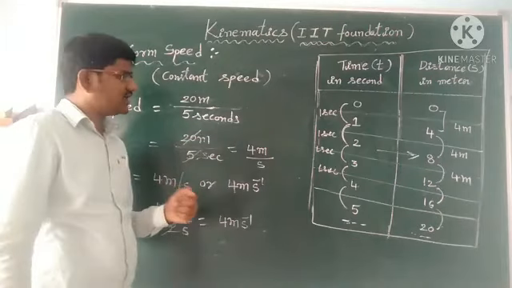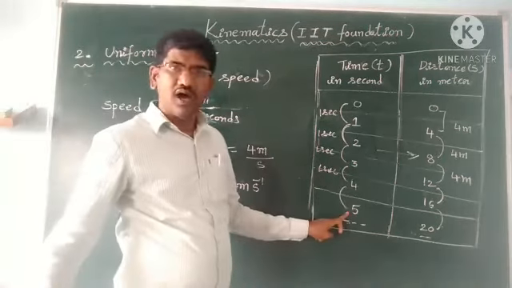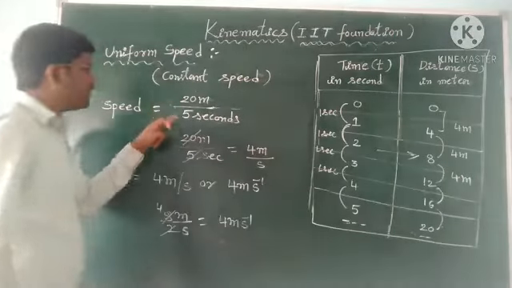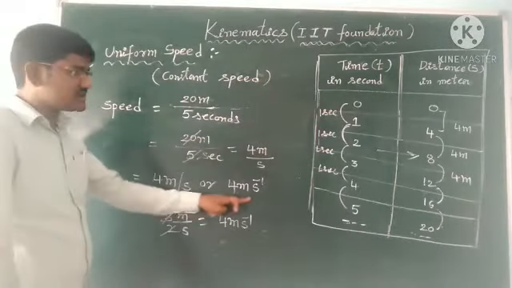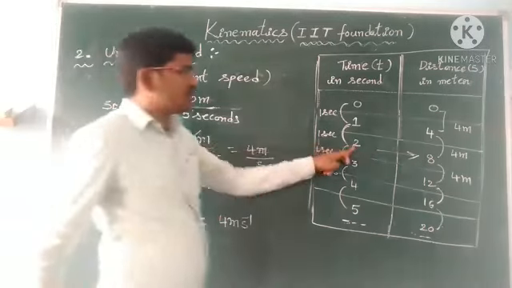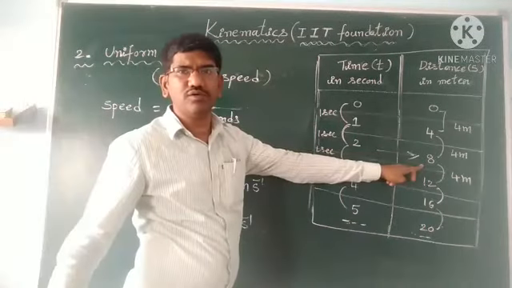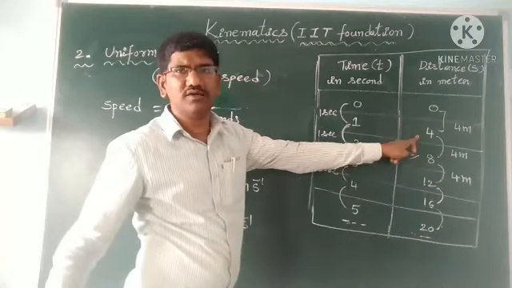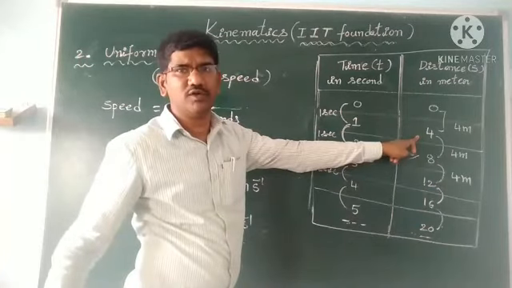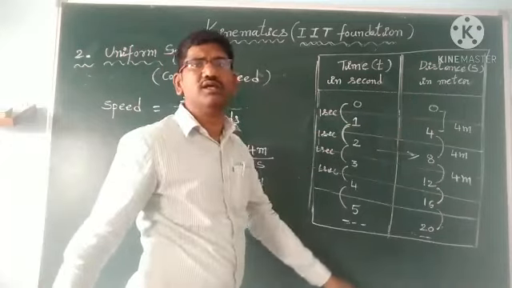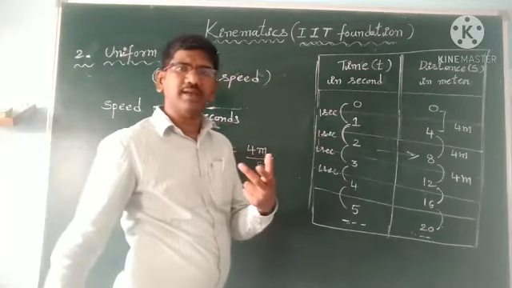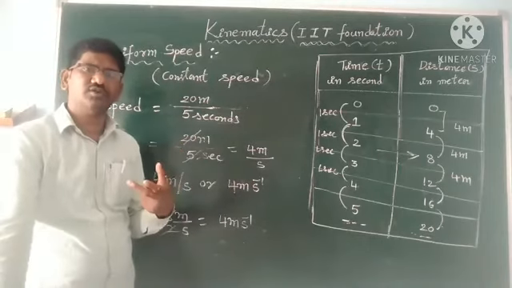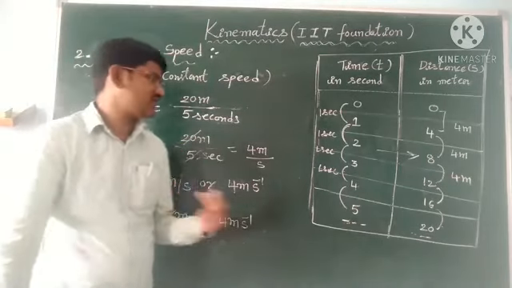Speed is constant. So after 5 seconds, 20 meters we have written. Then 20 by 5, you are getting 4 meters per second. After 2 seconds, 8 meters, 8 by 2, you are getting 4 meters per second. After 1 second, 4 meters, you are getting 4 meters per second. So every time the speed is the same only. If we give more time, he covers more distance, and the less interval of time you give, he covers less distance.